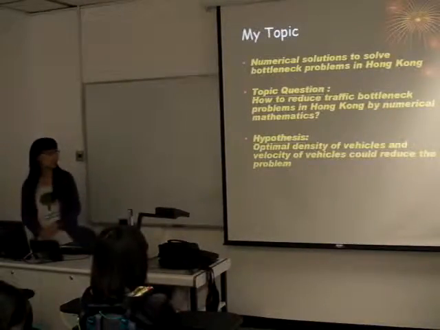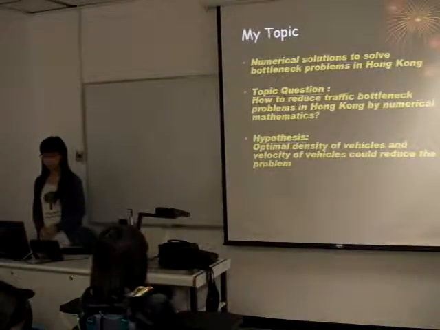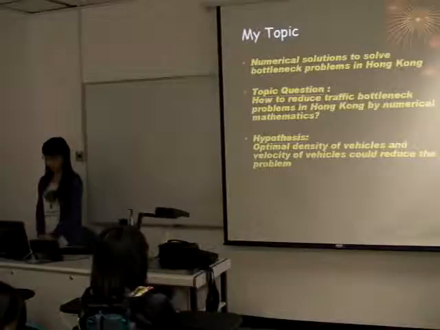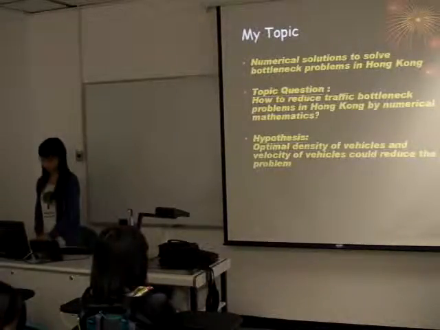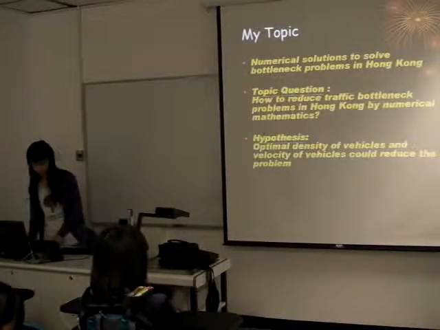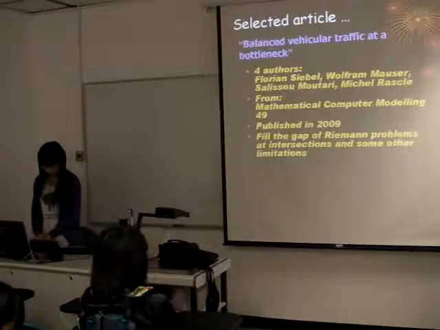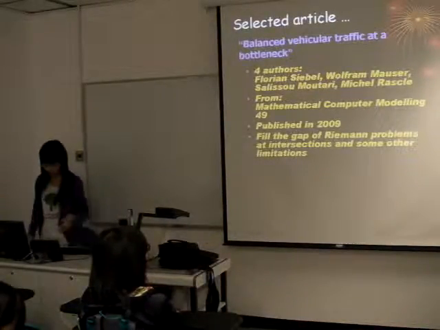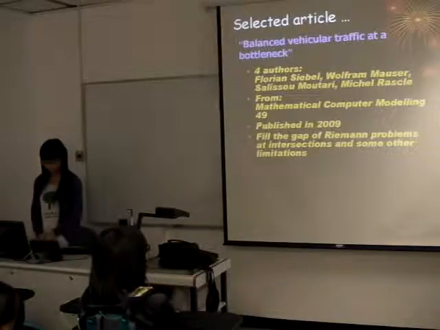First of all, my topic is the numerical solution to solve the traffic problem in Hong Kong. To be more accurate, I would like to find the optimal density of the vehicles and the velocity of them that could reduce the problem. And I hope this optimal value can help us to reduce the problem in Hong Kong.